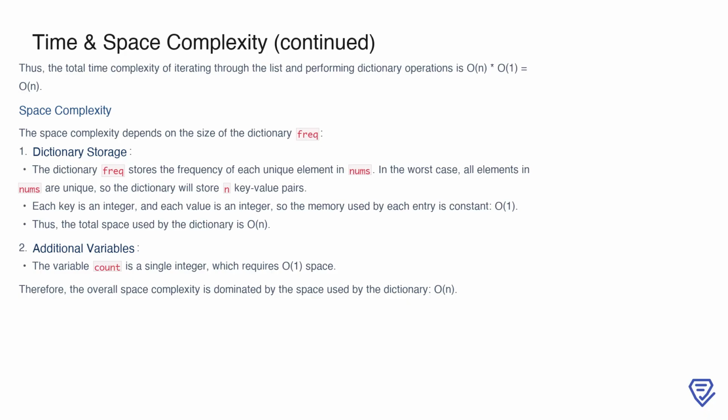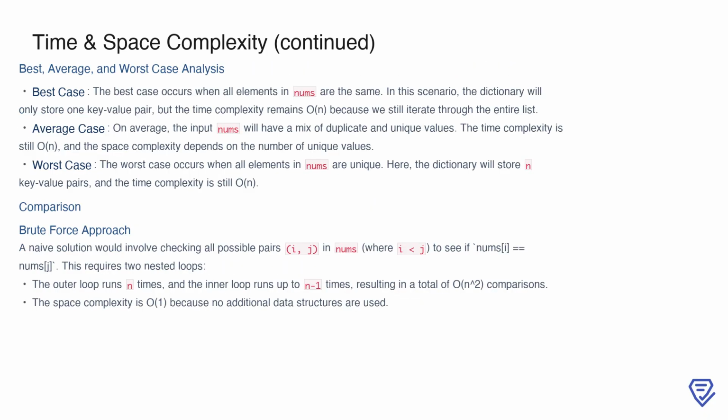Additionally, we use a single integer variable, count, which requires O(1) space. Therefore, the overall space complexity of the solution is dominated by the dictionary, making it O(n). Let's examine the best, average, and worst cases for this solution. In the best case, all elements in nums are identical. Here, the dictionary will only store one key-value pair, but since we still need to iterate through the entire array, the time complexity remains O(n).